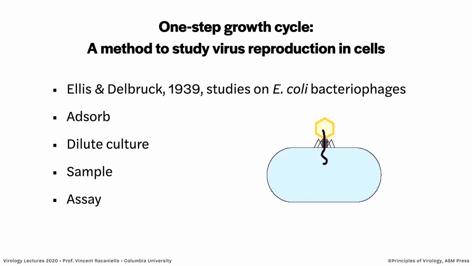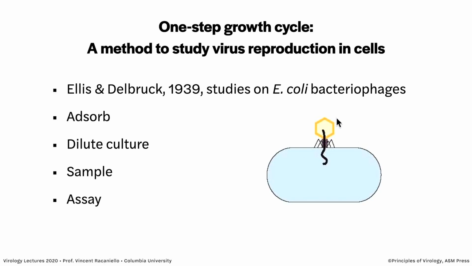Let's talk about now using the growth cycle to study what goes on in a cell. And this is called the one-step growth cycle, which was originally developed in 1939 by two virologists who were studying bacteriophages. And I mentioned this on Monday. This was a key experiment that showed that viruses were not simply small bacteria. And this is the experiment they did.